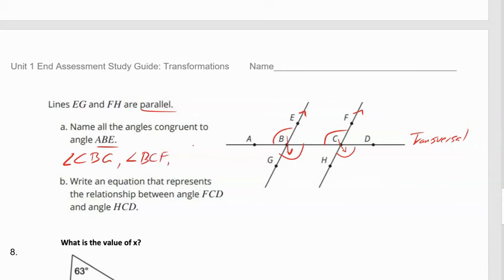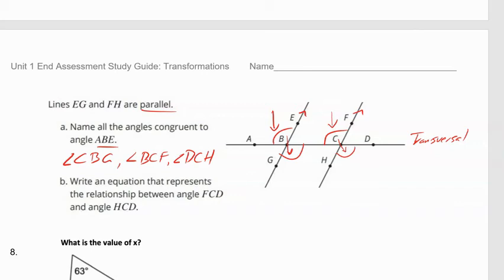And you also have angle DCH. All right, so those are all congruent to angle ABE. Now the reason that angle ABE is congruent to angle BCF is because they're parallel. That means they have to cut that transversal at the same angle in order to be parallel. Okay. Now they say in part B, write an equation that represents the relationship between angle FCD and angle HCD.